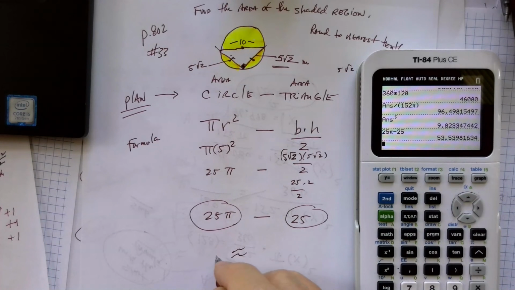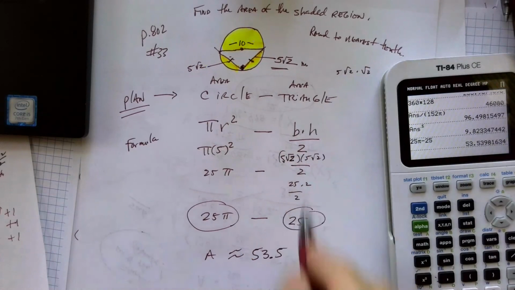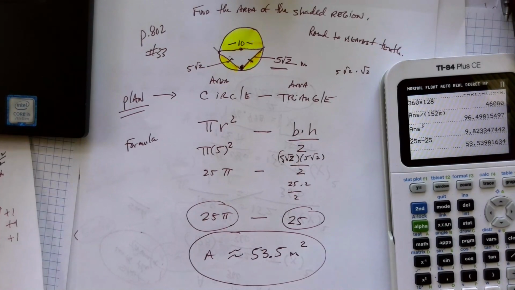So the answer, the area, is about 53.5. And remember, it was meters, so it's area, so it's square meters. It's meters squared. So 53.5. How about that for a tricky little problem? Those are pretty neat.